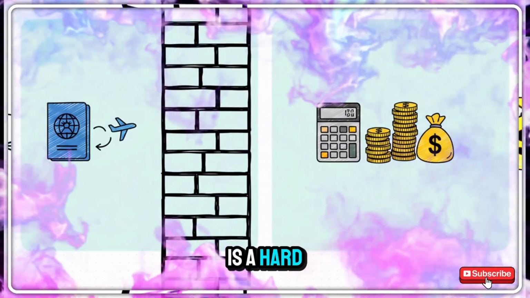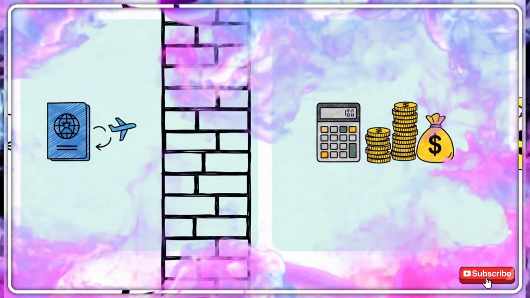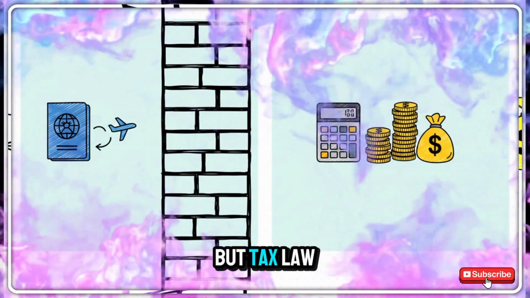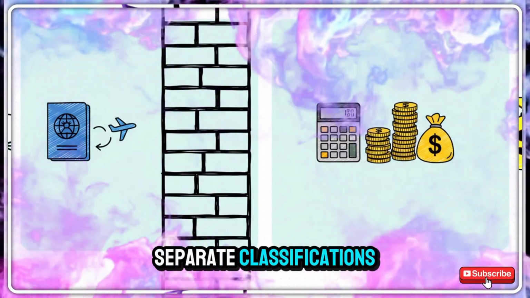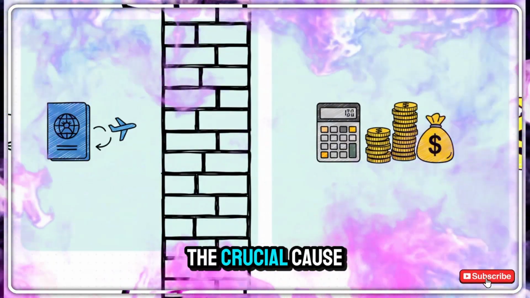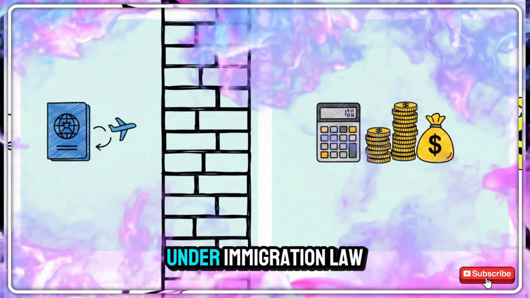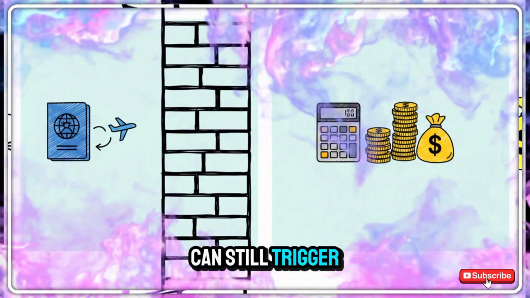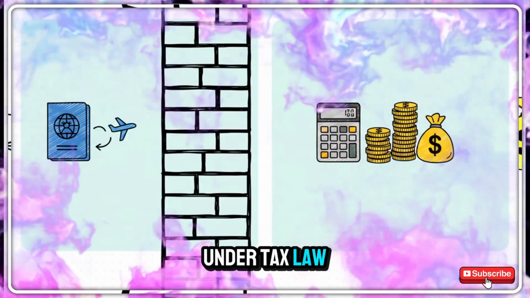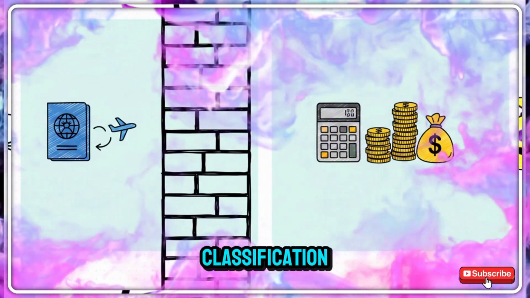You see, there is a hard, very real line between physical borders and financial borders. Immigration law relies on classifications like undocumented or non-immigrant, but tax law uses completely separate classifications: resident, non-resident, or dual status. The crucial cause and effect relationship here is that holding a strictly temporary visa under immigration law can still trigger the mathematical test that classifies you as a full resident under tax law. Your physical permission to be in a country doesn't automatically dictate your financial classification.